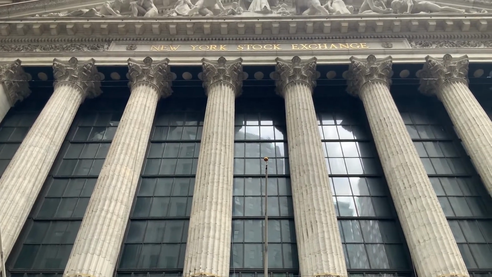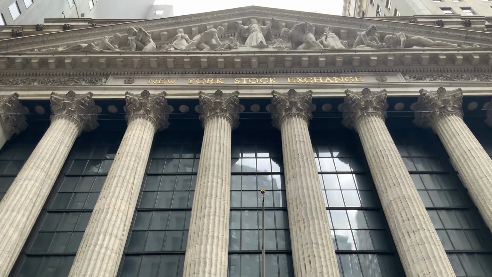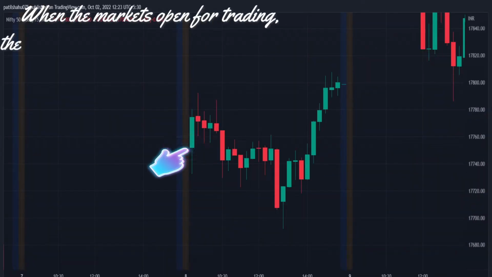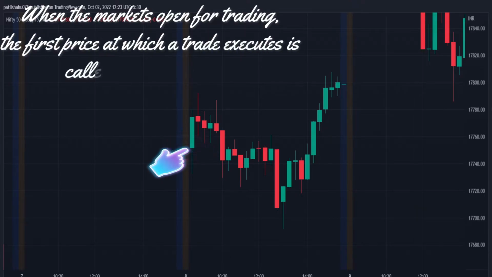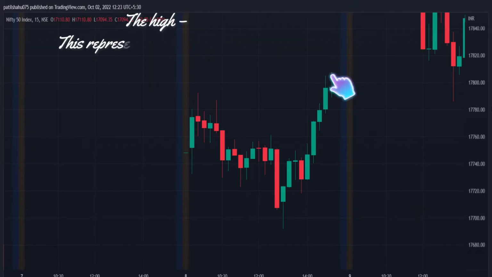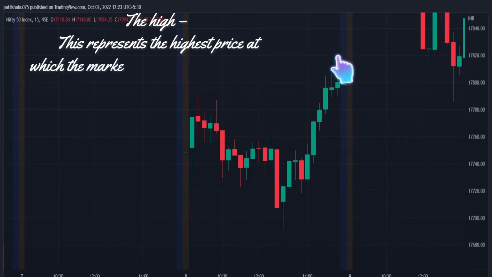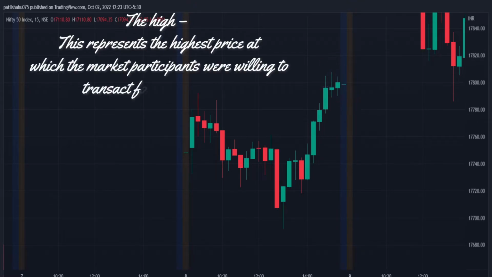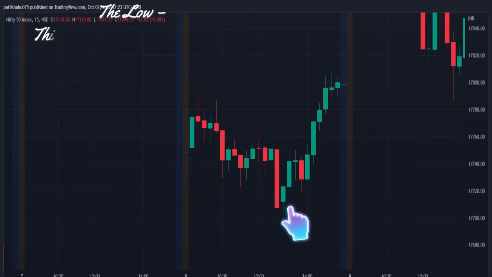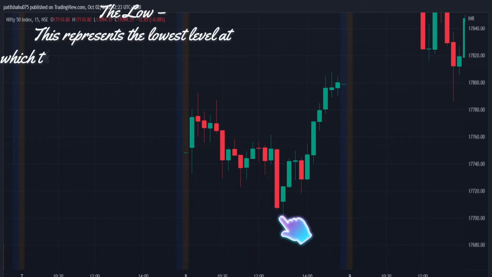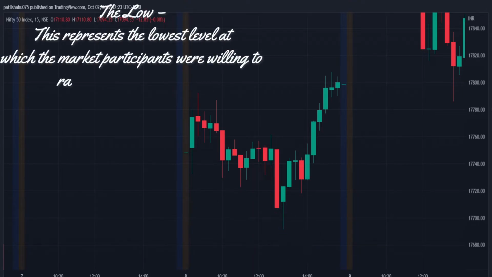By tracking the open, high, low, and close, we can summarize the price action. When the markets open for trading, the first price at which a trade executes is called the opening price. The high. This represents the highest price at which the market participants were willing to transact for the given day. The low. This represents the lowest level at which the market participants were willing to transact for the given day.